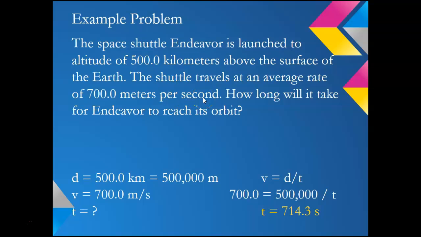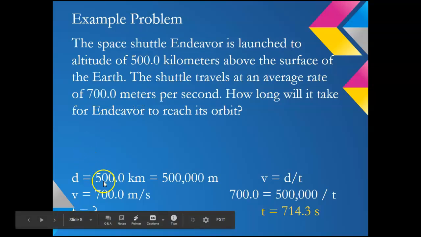Notice in this problem that the unit for speed, meters per second, does not match the unit for distance, kilometers, so one of these needs to be converted. Let's convert 500 kilometers into meters. For every 1 kilometer, we have 1,000 meters. So if you have 500 kilometers, you have 500,000 meters.